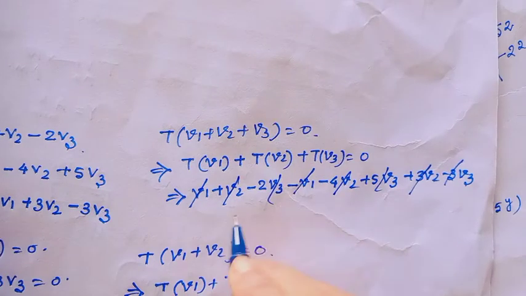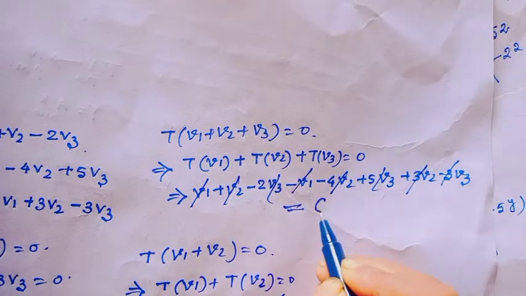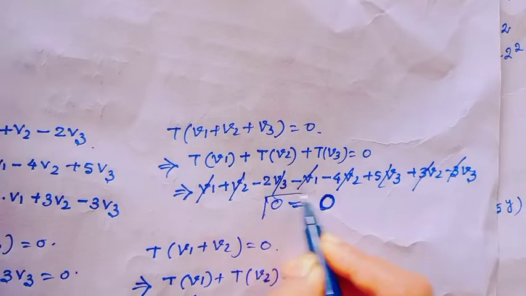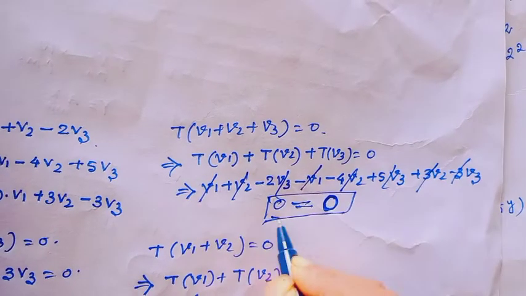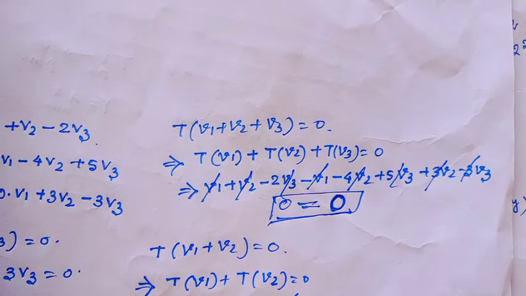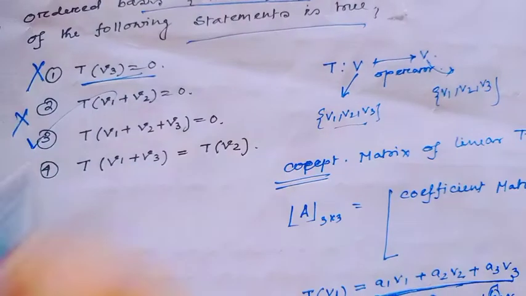So obviously this value would be 0, means 0 equal to 0, and this equation is always possible. That means option third is a right option.